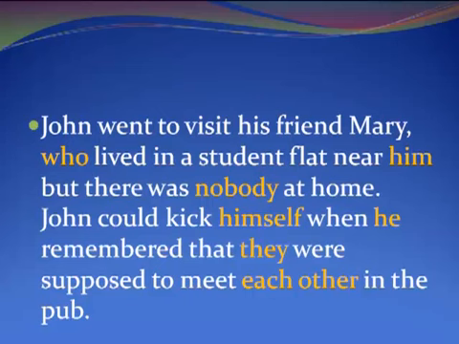John could kick himself, so John could kick John, so it reflects back to John, so it's a reflexive pronoun. When he remembered that they, etc. He is the same as him, but in nominative case, so it's a personal pronoun. Then they, again a personal pronoun, so he is third person singular, they is third person plural, and they're both nominative case. They were supposed to meet each other in the pub. Each other: John was supposed to meet Mary, and Mary was supposed to meet John, so that's a reciprocal pronoun. And that's all the pronouns.